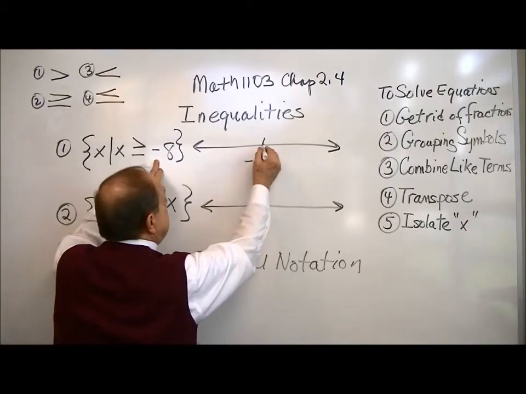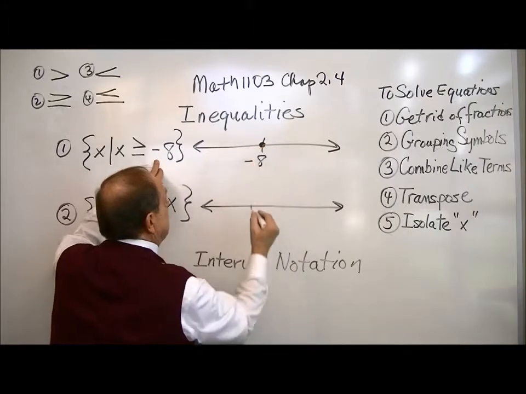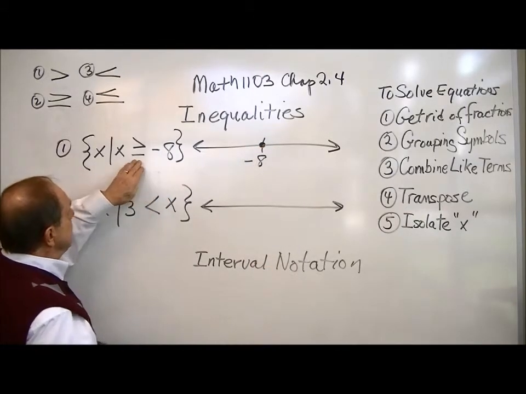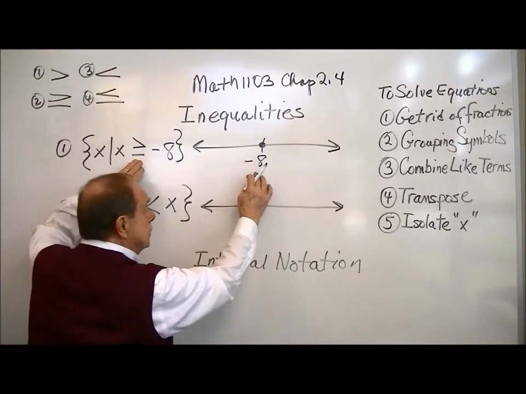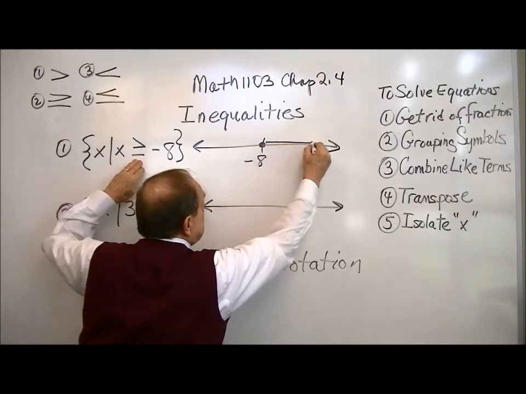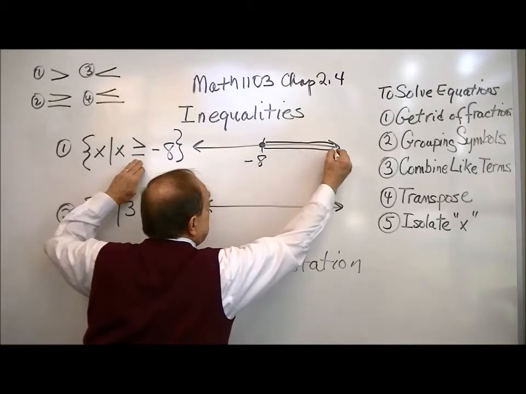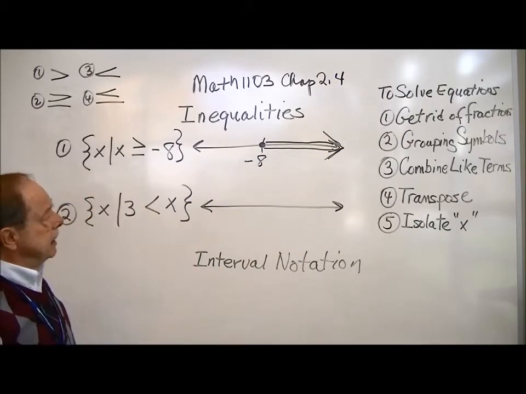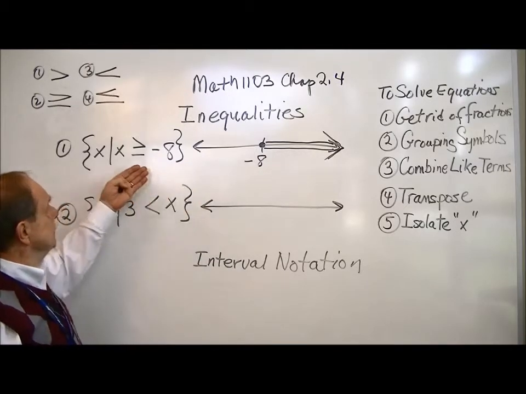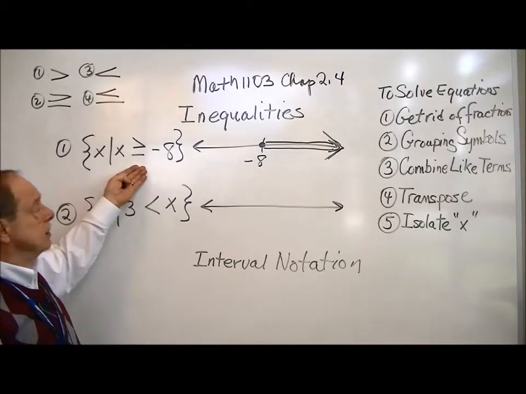And in high school, what we used to do is put like a little dot there. And then to indicate that it's also other values greater than that, we would darken this line, make this arrow bigger, and that would indicate the graph of this set builder notation.